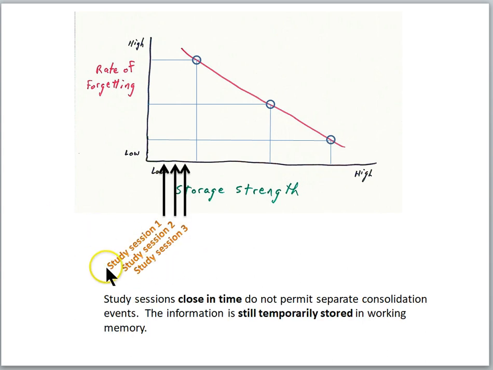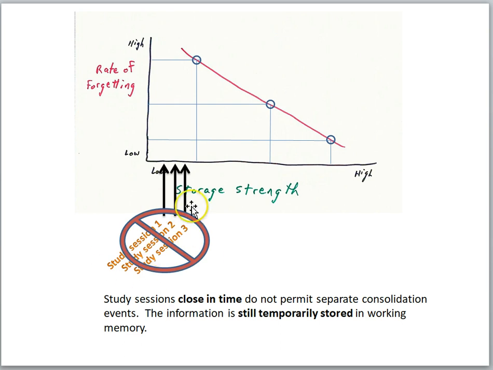Now, what we don't want to do is have our study sessions with no spacing in between, so they're just back-to-back study sessions. When the study sessions are close in time, it doesn't permit separate consolidation events. The information is still temporarily stored in working memory.